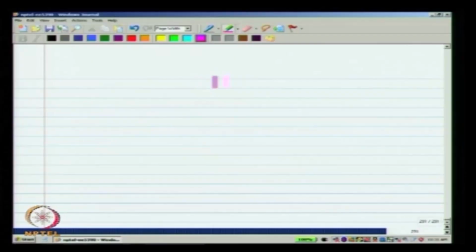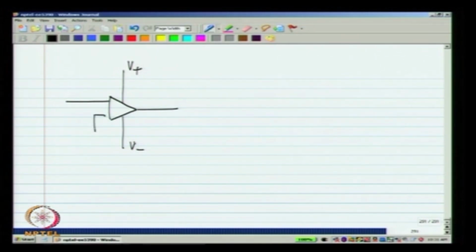I earlier said that any op amp can be operated with a single supply or a dual supply. Okay. Now, let me take a very simple amplifier which is a voltage follower. Okay.